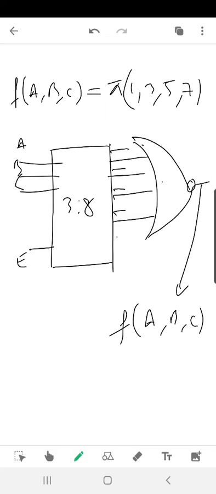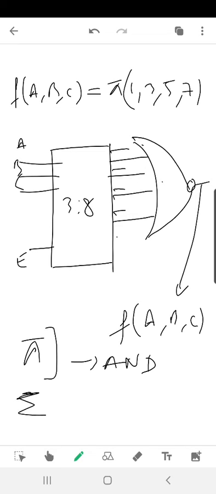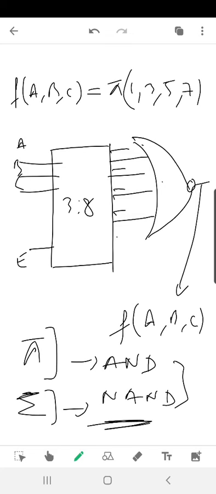Okay. Similarly, if we have to implement a min term function using our active low decoder, then we know that to implement a max term function using active low, we use an AND gate. To implement our sigma function using active low, we will use a NAND gate. That's the only change. This is how we can implement our function. How do we know that we need to implement this function?